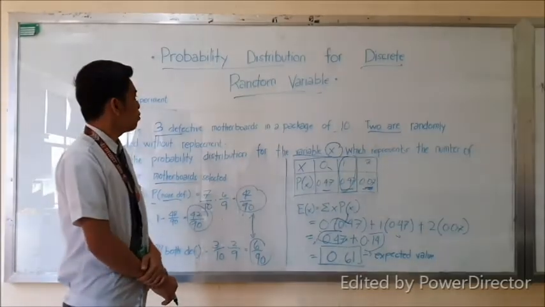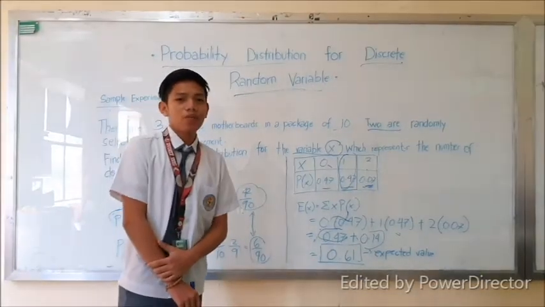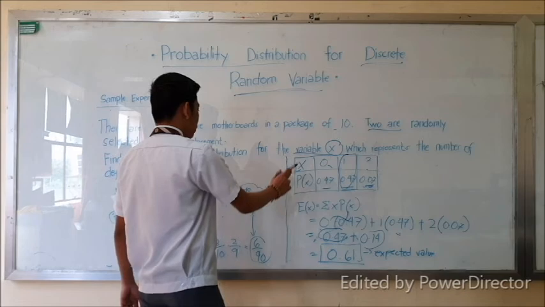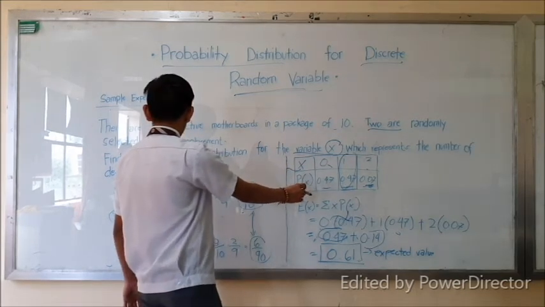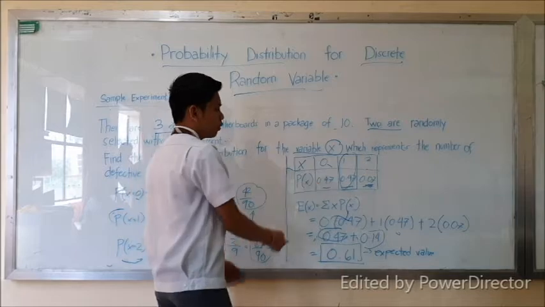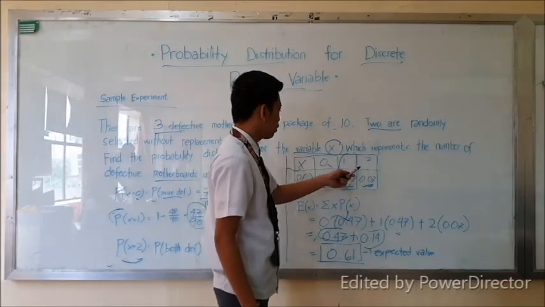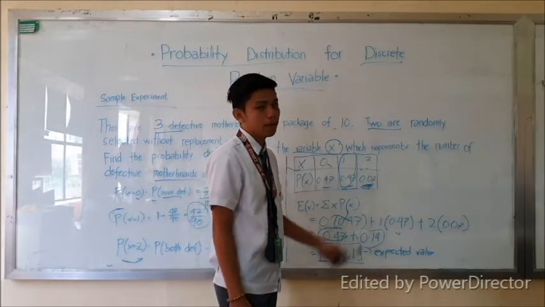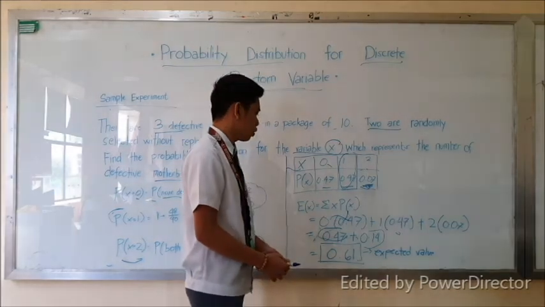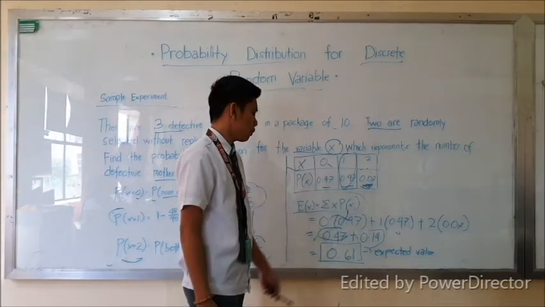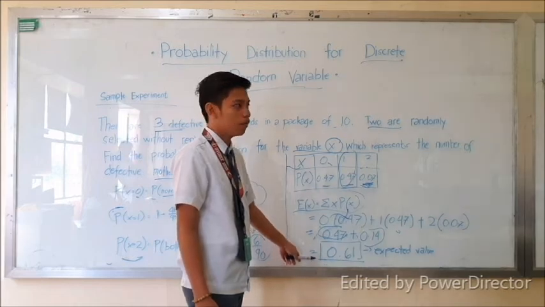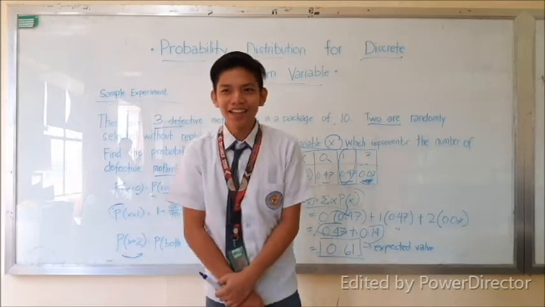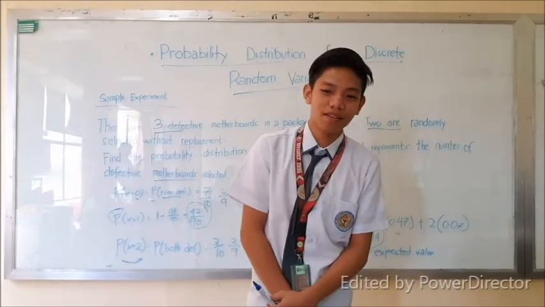So that's how it goes for the probability distribution for a discrete random variable. When our x is non-defective, we will get 0.47. When it is 1, 0.47, and when x is 2, the probability that we will get both defective motherboards is 0.07. And our expected value, by using this formula, we can attain an accumulated value of 0.61 as our expected value. That's all, and thank you very much for listening.